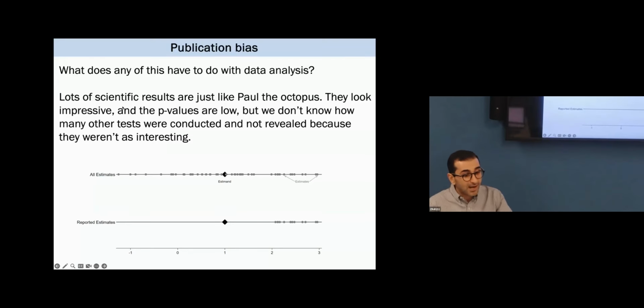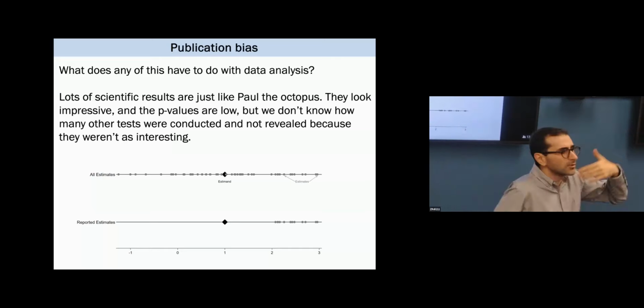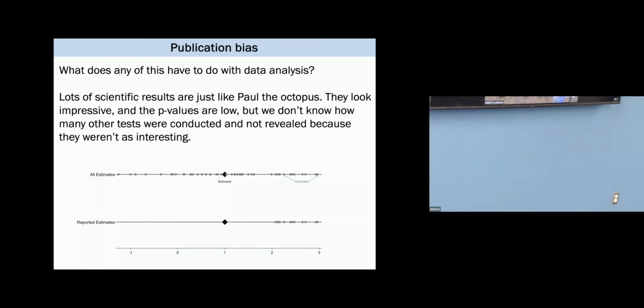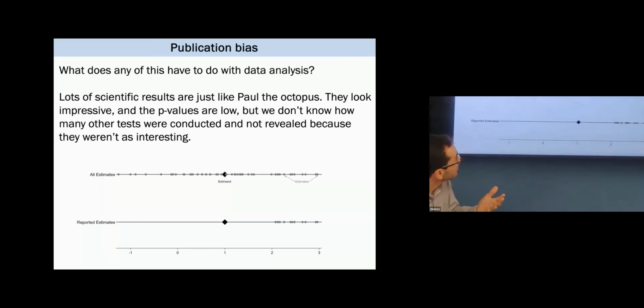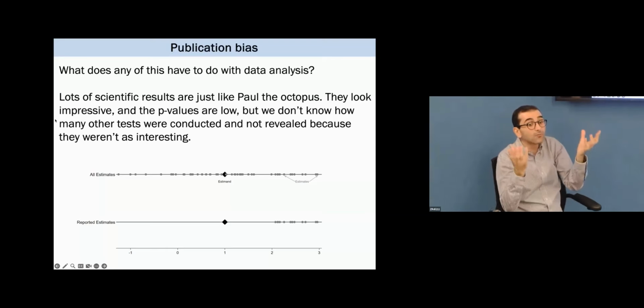Lots of research results are just like Paul the octopus. They look impressive, they have very small p-values, but we don't know how many other tests were conducted and not revealed because they were not interesting. So if I over-compare, if I conduct a lot of hypothesis tests and underrepresent those results, not presenting all the results that we're getting, then we get a misleading picture of the situation.